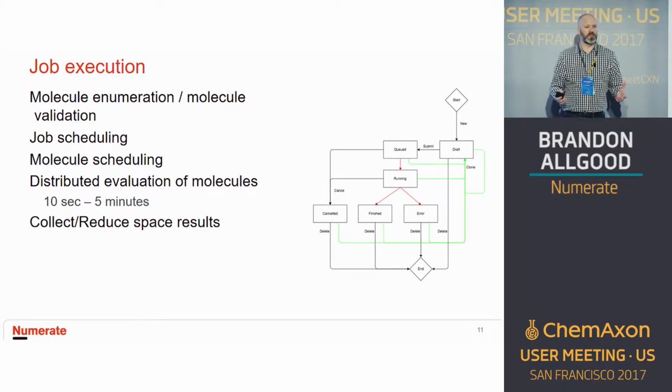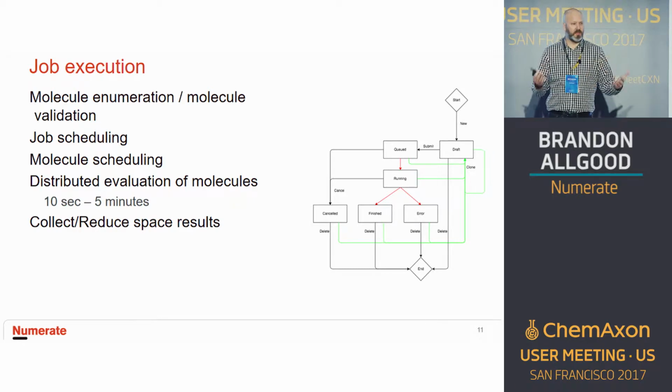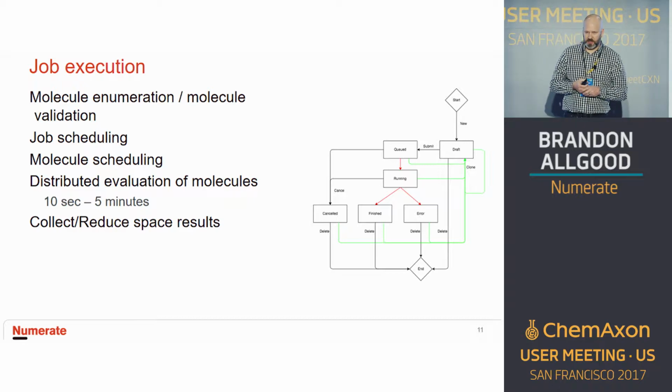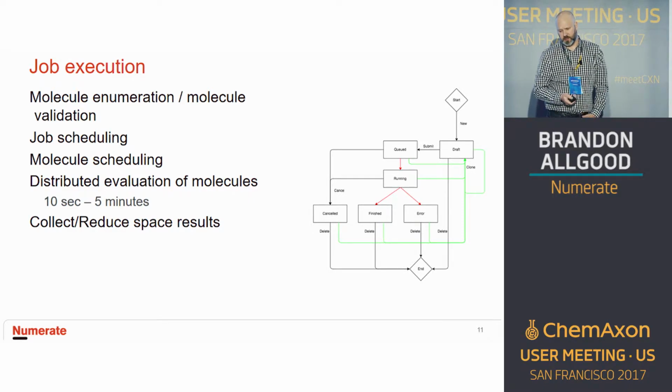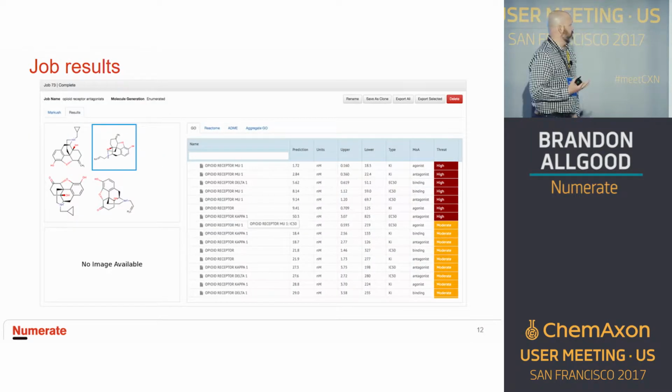That job is then broken into molecules, and those are executed massively parallel on the cloud or within the secure environments where this is deployed. It's deployed on a very beefy box with a lot of cores. Once those results are done, they're collected and reduced into a tree that is then presented to the users.